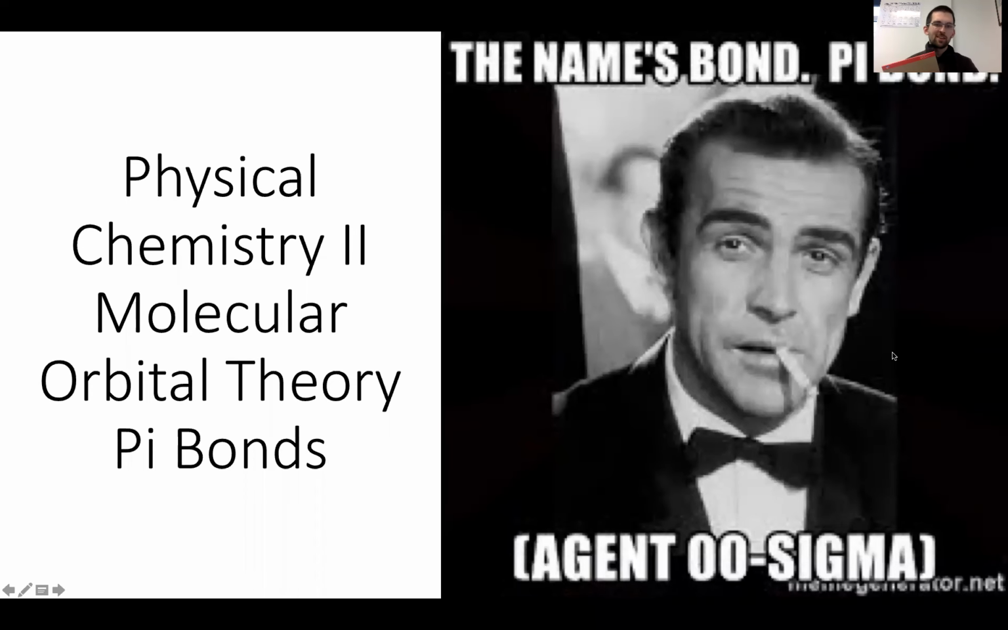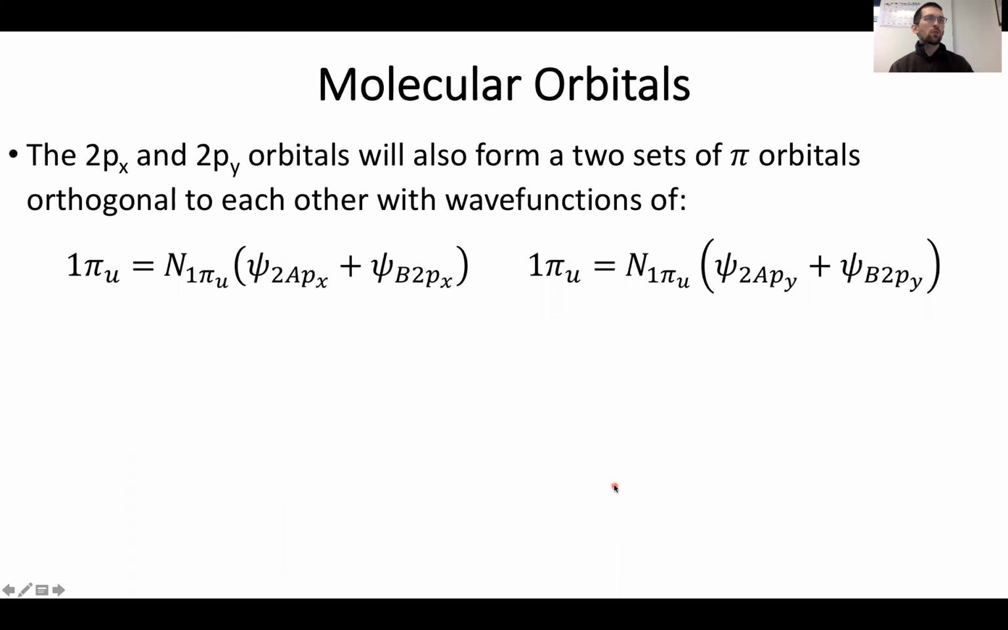Hello, the internet. So today we are going to be continuing our conversation about MO theory by building up a description of overlaps in between atomic orbitals that get a little bit oblique. It's time for pi bonds. So previously we've looked at the overlap in between s or pz orbitals. This time we're going to start by building up the overlaps in between sets of px and py orbitals.